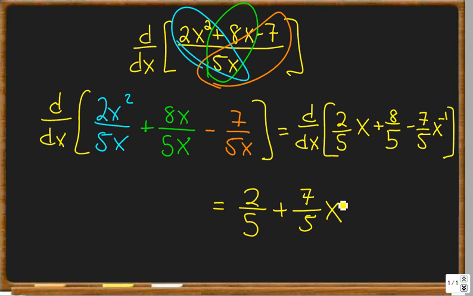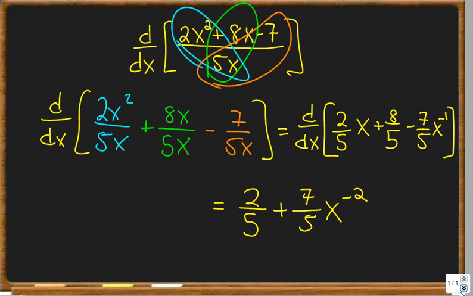7/5 x to the negative 2. Again, our negative exponent is going to multiply down to create a positive value in front, and then we lower our exponent by 1. So this is an answer that we can find in just a couple steps of rewriting, that we don't have to do the quotient rule.